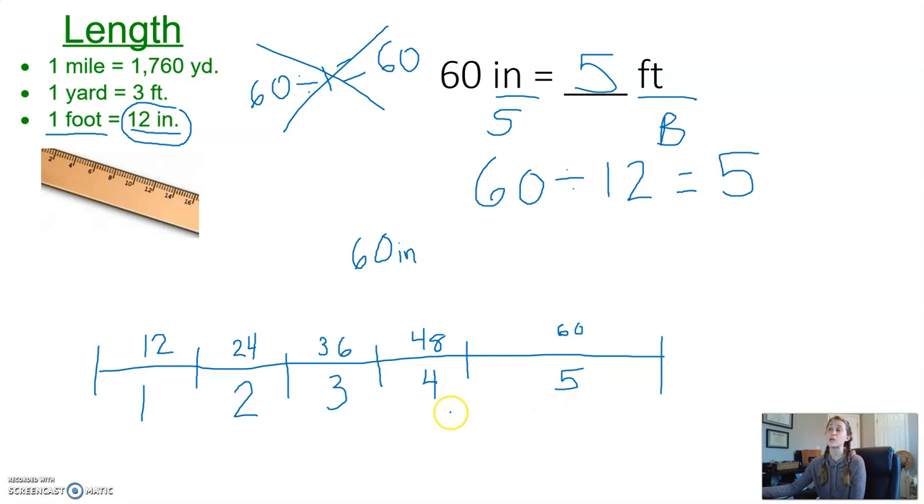So you can see we took our total of 60 inches and we divided it up into groups of 12 to see how many feet there were. That's why we divide when we go small to big.